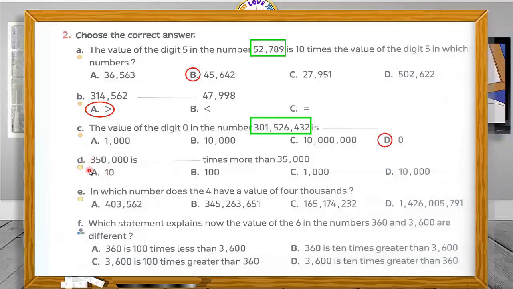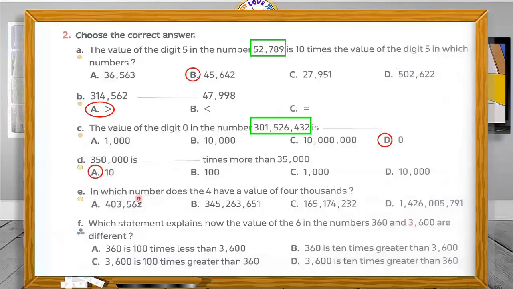D. This number 350,000 is how many times more than 35,000? More than and less than and how many times? You should see how many zeros. Here we have 3 zeros and here we have 4 zeros. Which one is more? This number is more than 35,000 by how many times? One place only. One place only means 10 times.